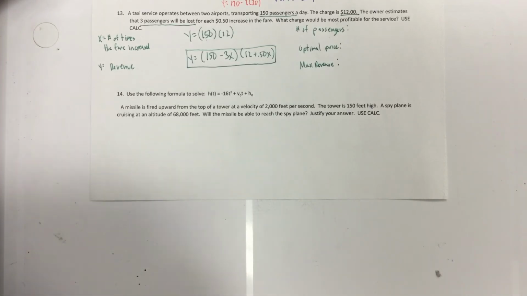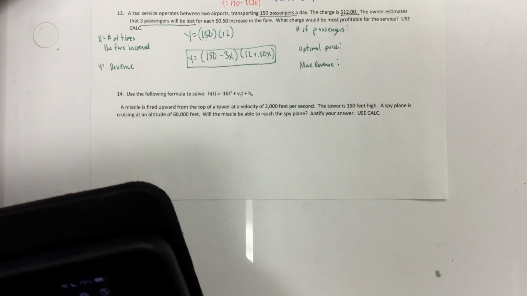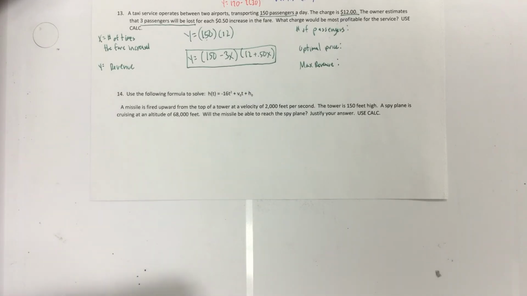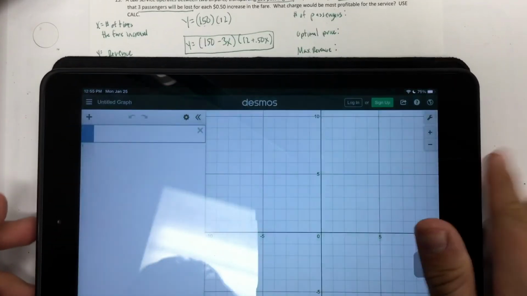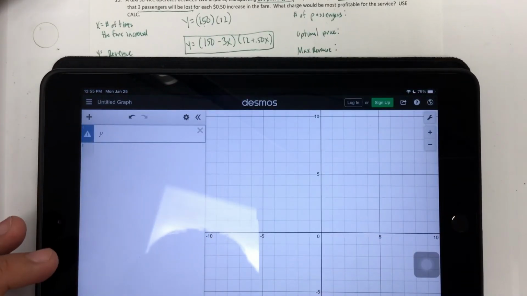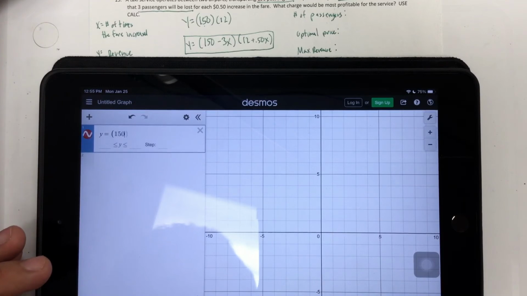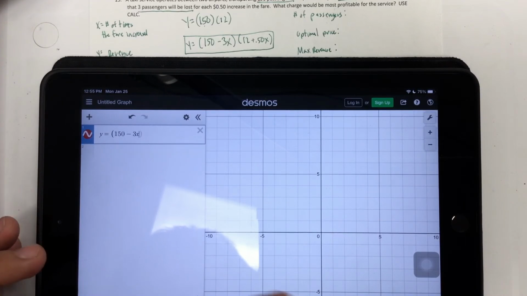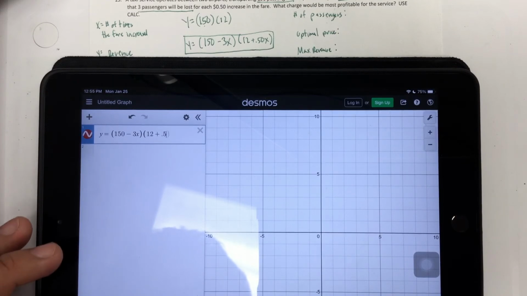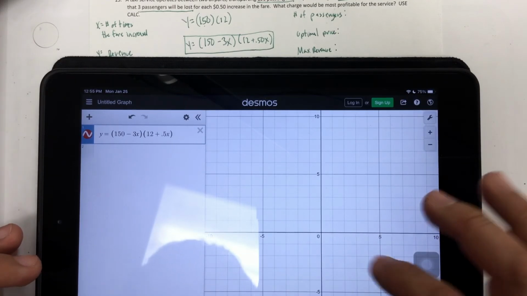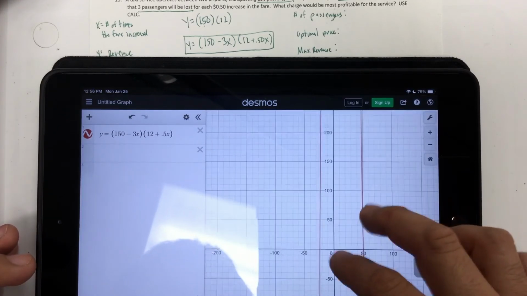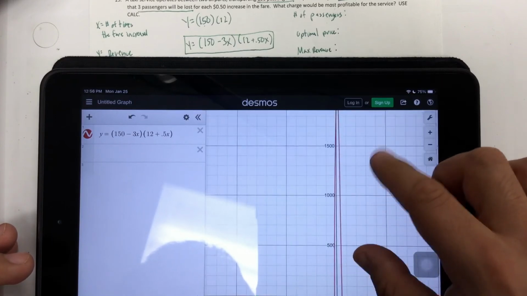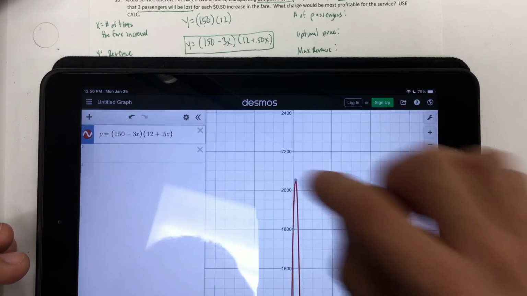All right, so for our first one here, let's go ahead and just start doing this over. Okay, so we have that equation right there. We're going to go ahead and plug it in. So Y equals parentheses 150 minus 3X and 12 plus 0.5X. All right, so there is our line, our graph. Let's just keep going. There's our vertex. And that's what we're looking for.